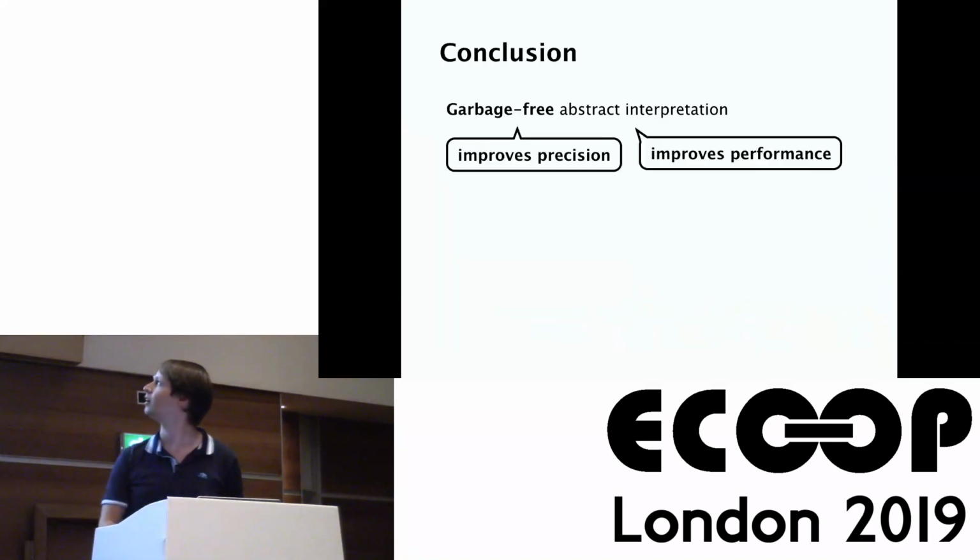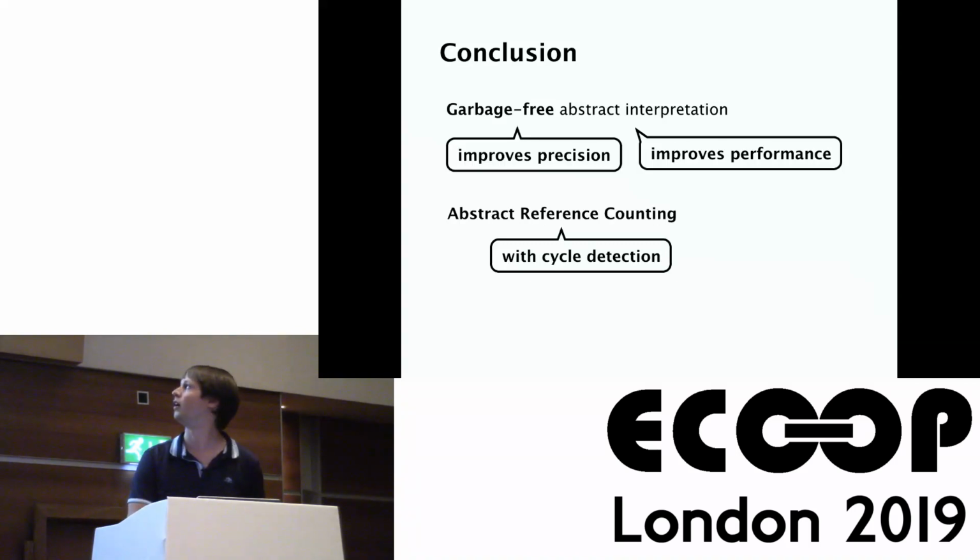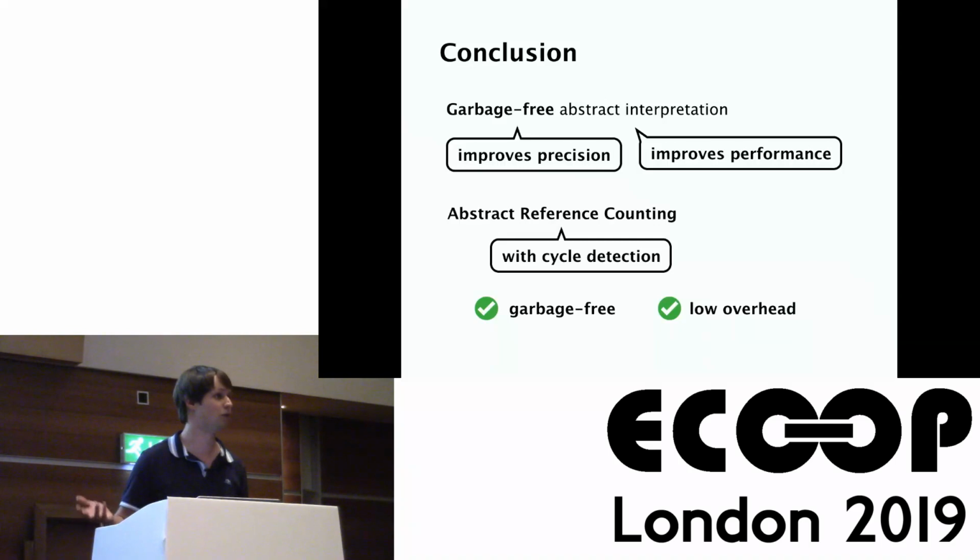So in conclusion, I talked about garbage-free abstract interpretation, which significantly improves both the precision and performance of an abstract interpreter. I then introduced abstract reference counting as a novel approach to efficiently design such a garbage-free abstract interpretation. However, I also explained that without any cycle detection, abstract reference counting is not able to reclaim garbage cycles like those artificial cycles. Therefore, we had to extend it with a cycle detection algorithm so that in the end we could unlock the full benefits of garbage-free abstract interpretation without a significant overhead cost.